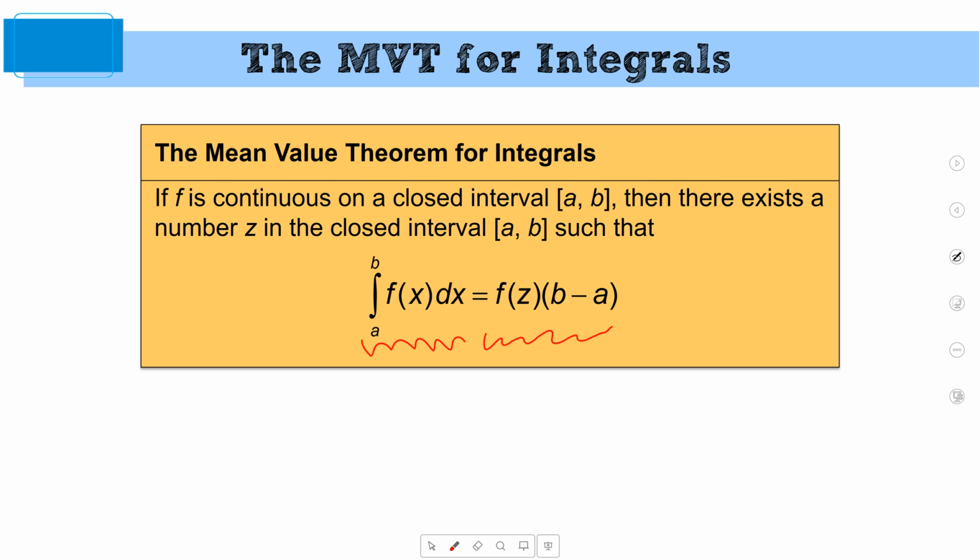There's only two variables in that. I don't even know if you call them variables. There's only two things to play with in that equation: f of x and f of z. If you know one, you can find the other, because you should know by now how to take a definite integral.